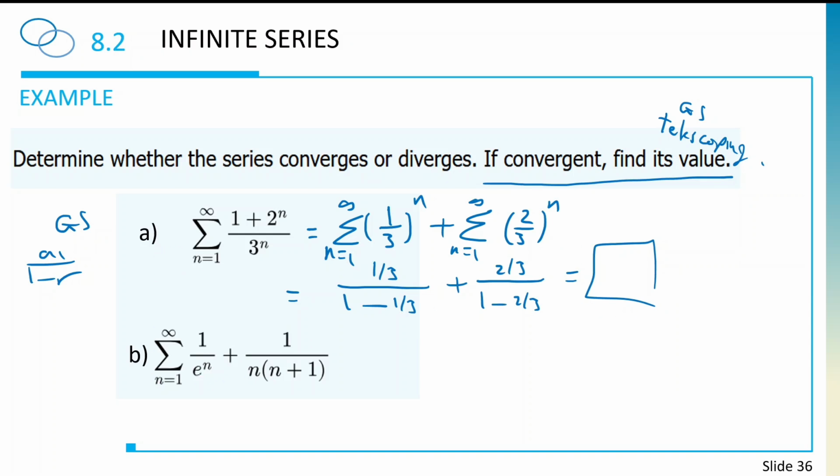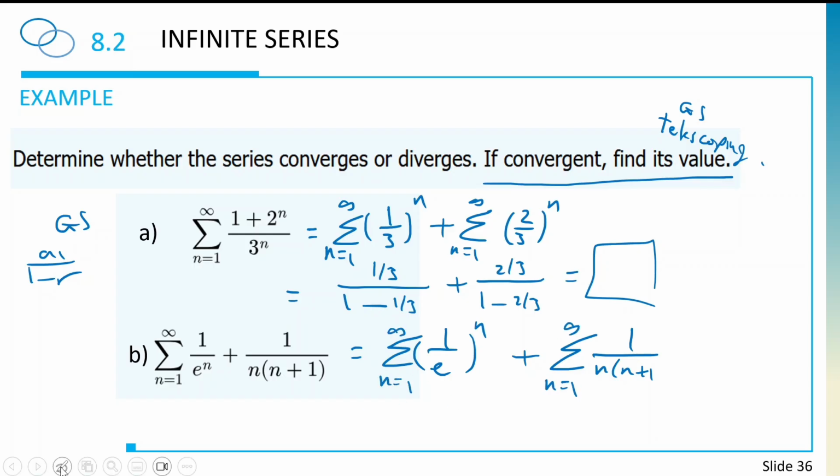This next one looks like two styles of series. So the first one, if I distribute the summation, this is sigma 1 over e to the power of n plus sigma 1 over n times n plus 1, n equals 1 to infinity. Same thing here. This first series, if you check, is clearly a geometric series. This is a convergent geometric series. It's 1 over e, the absolute value less than 1.